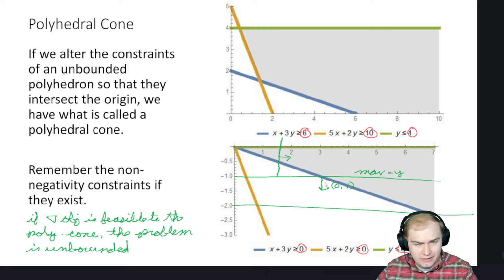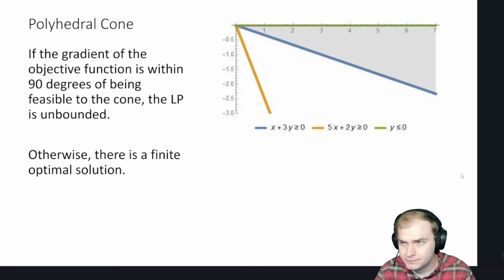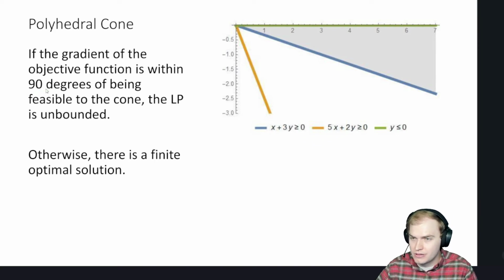So, in fact, even if our gradient is within 90 degrees of being feasible to the cone, our problem is unbounded. And there are some more precise ways to describe that, but I just wanted to give you all the basics, the impression of how this works. So here I say if it's within 90 degrees of being feasible to the cone, the LP is unbounded. Otherwise, we have a finite optimal solution.